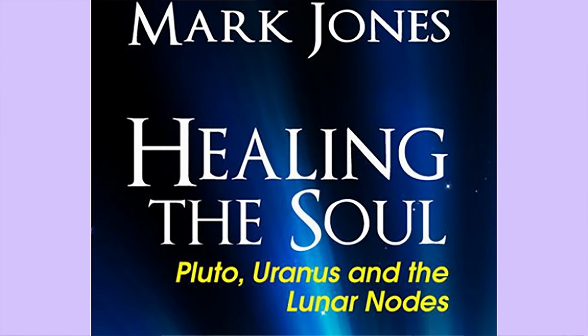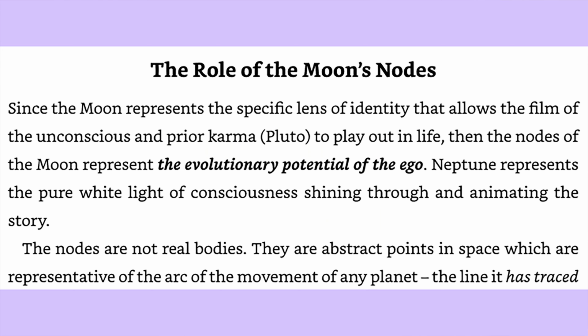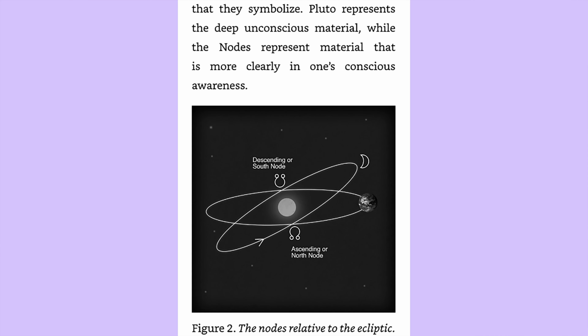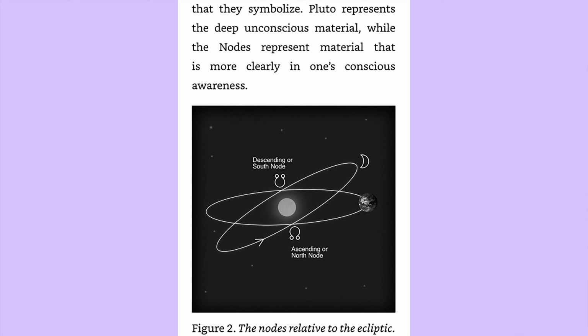I want to go to Mark Jones in his book, Healing the Soul. He says here, clearly the nodes are not real bodies. They are abstract points in space, which are representative of the arc of movement of any planet. And so we look at the lunar nodes, and he gives this really nice drawing here. You have the ecliptic, which is the path of the sun. The sun moves in a pretty uniform line through the year against the backdrop of the fixed stars. And the moon has a similar path, but it's like a sine wave. It goes above and below that path of the sun. And so you can see it here in this image.